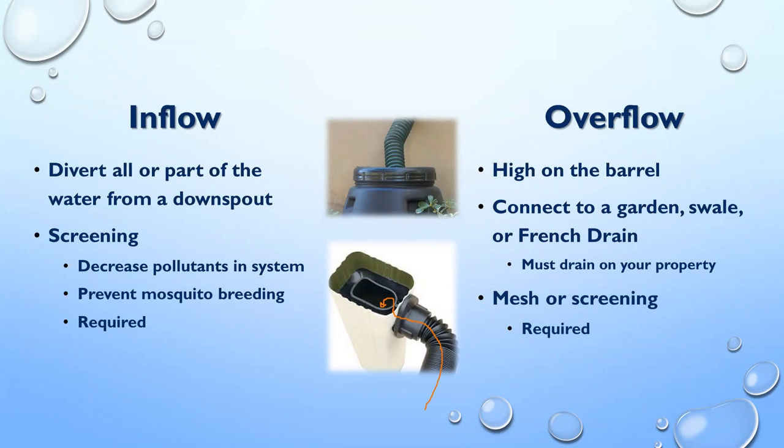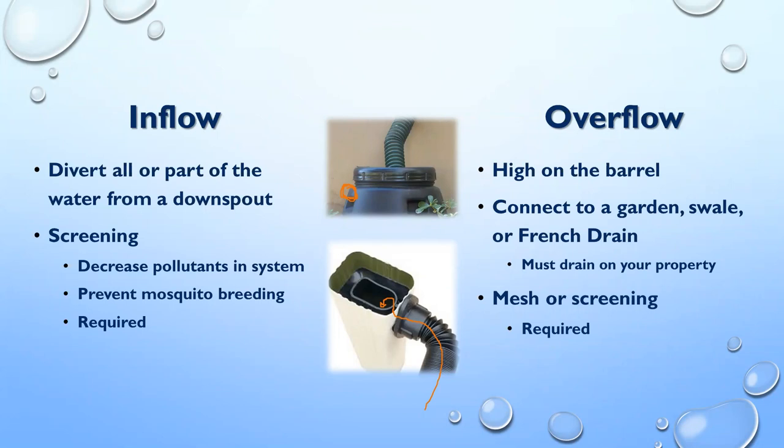If you are going to have a separate overflow, you really want it high on the barrel. So for example, in this barrel in the top picture, I want my overflow right about here in the very top, because you want to capture as much water as possible. And if your overflow is lower on the barrel, you're going to lose that water on the top. You won't be able to capture anything above your overflow. Your overflow does have to drain onto your own property.